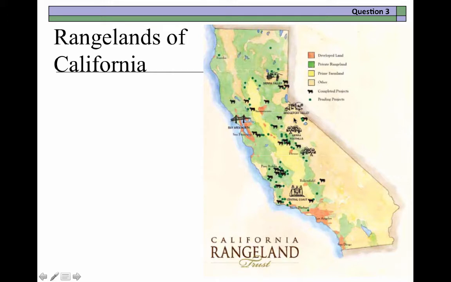And then the prime farmland is going to be this lighter yellow color right through the heart of the Central Valley. And then other land is going to be in this kind of off-yellow color. This is going to be a lot of federal land, primarily Forest Service. This is actually Sixth Rivers Forest Service right through here. And then a lot of BLM land once you get on the other side of the Sierra Nevada mountains. So this is going to be a lot of BLM land through here.